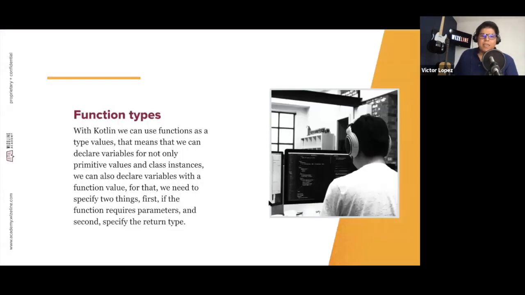Okay, here we have a small text about function types. With Kotlin, we can use functions as a type value. That means that we can declare variables for not only primitive values and class instances. We can also declare variables with a function value. For that, we need to specify two things. First, the function's required parameters, and second, the return type in case it has a return.